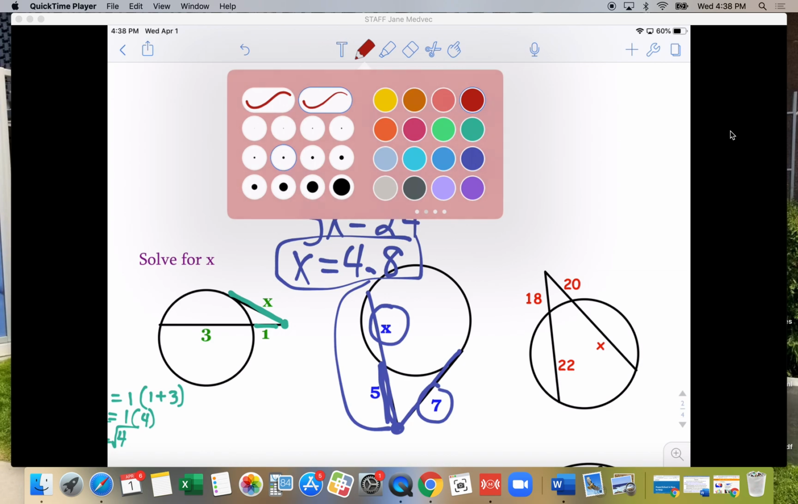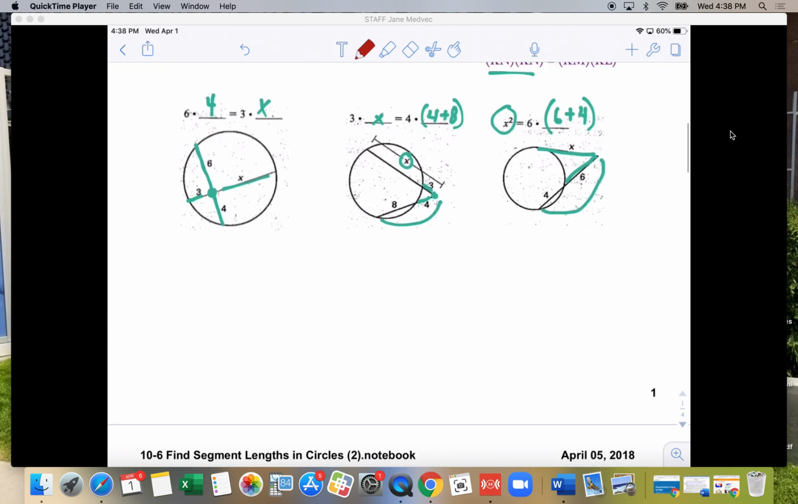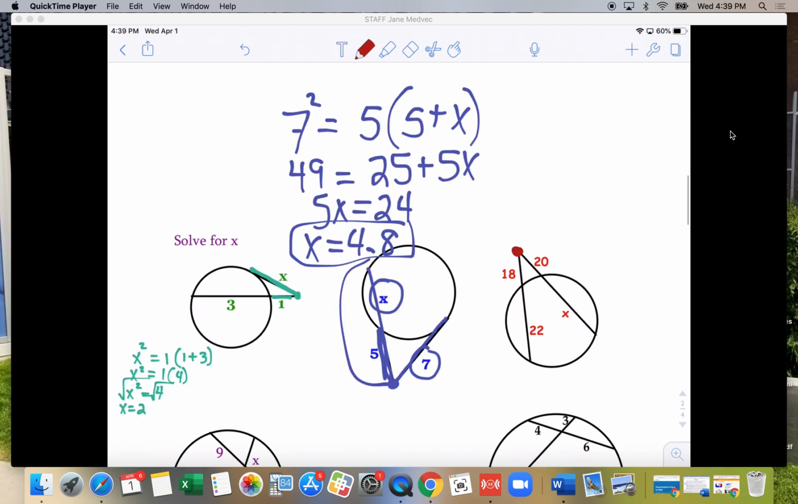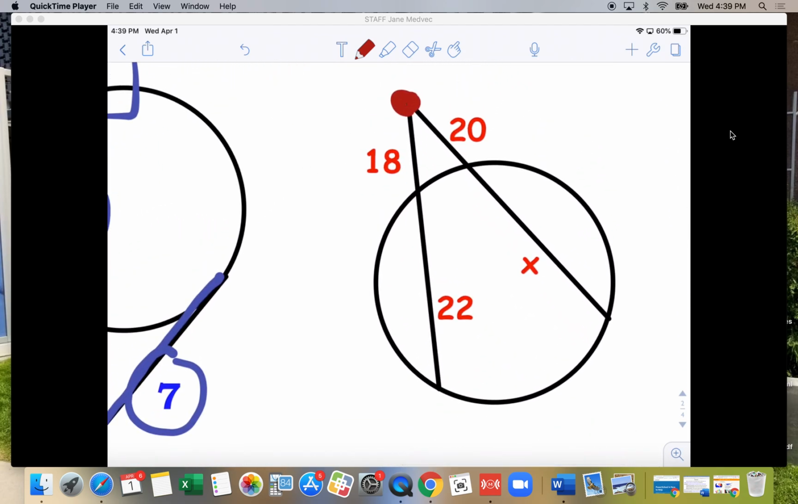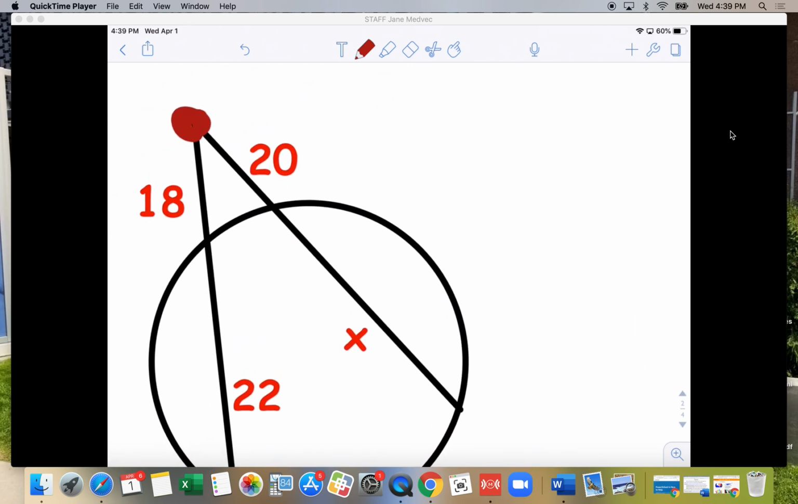Okay, let's go on to this next problem. Notice the intersection of the two lines is outside the circle. Okay, so if I go back and take a look, is it 1, 2, or 3? This one is number 2, and the reason being is you'll notice that when those lines go through the circle, it cuts the lines in two separate spots. So that's why I'm going to use number 3. Now, it doesn't matter which one you choose first. I'm going to choose this one first.